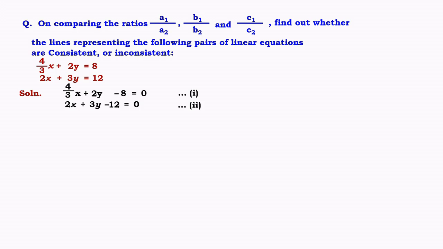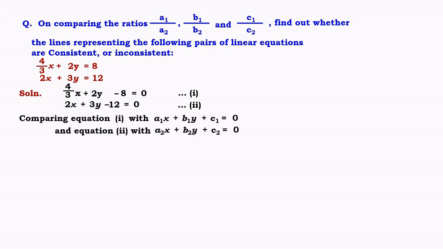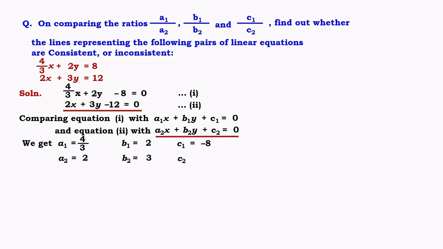ax + by + c = 0. So, the equations become (4/3)x + 2y - 8 = 0 and 2x + 3y - 12 = 0. Now, compare the coefficients. From the first equation, a1 is 4/3, b1 is 2, and c1 is -8. From the second equation, a2 is 2, b2 is 3, and c2 is -12.